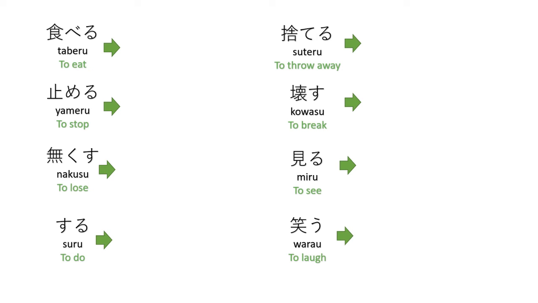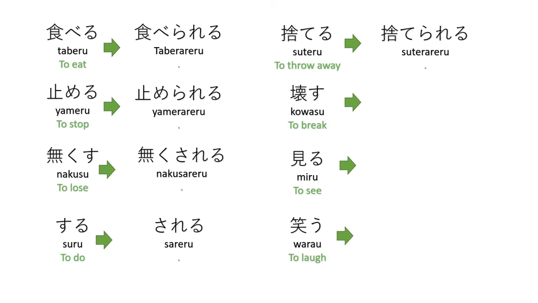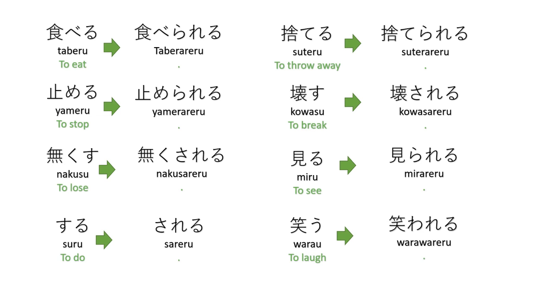Okay, for the first set, we have 食べる becomes 食べられる. For やめる becomes やめられる. For なくす it becomes なくされる. For する becomes される. For 捨てる becomes 捨てられる. For 壊す, 壊される. For 見る, 見られる. For 笑う, 笑われる.